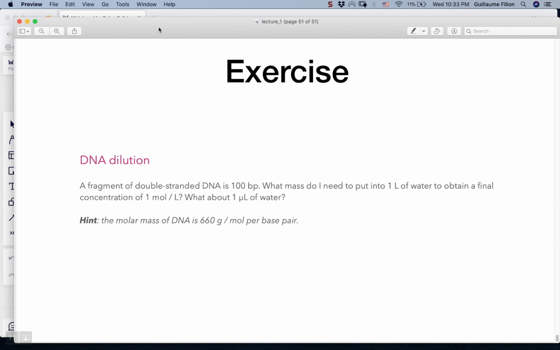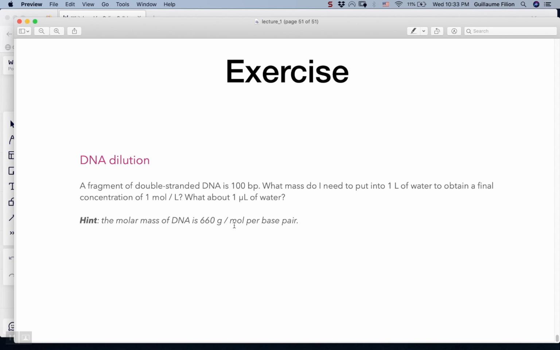Hi, in this video I would like to tell you how to solve this kind of exercise where we have to do a DNA dilution. So the exercise says a fragment of double-stranded DNA is 100 base pairs. What mass do I need to put into 1 microliter of water to obtain a final concentration of 1 mole per liter? And the hint is that the molar mass of DNA is 660 gram per mole per base pair.